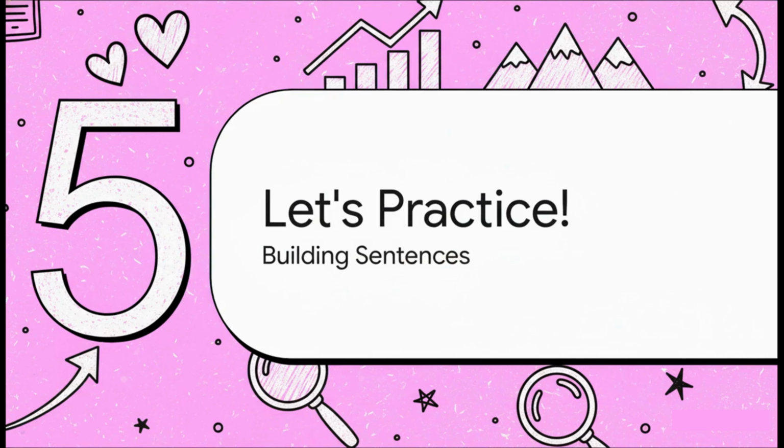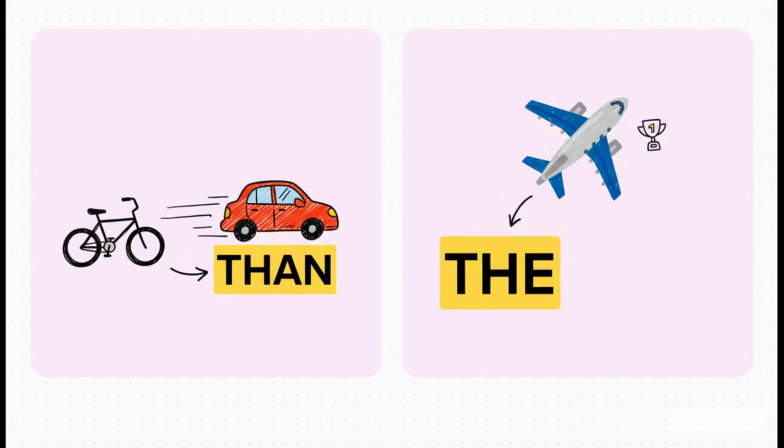All right, we've got all the rules down. Theory is great, but now it's time to put these words into action. Because knowing the words is one thing, but actually using them in a sentence, that's the real goal. So here are two little words that are absolutely crucial. They're like best friends with comparatives and superlatives.